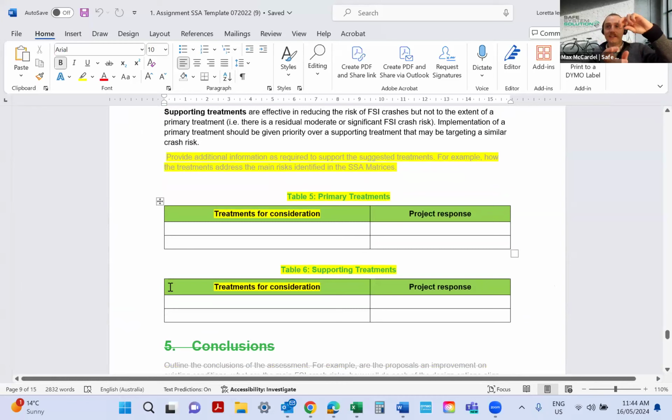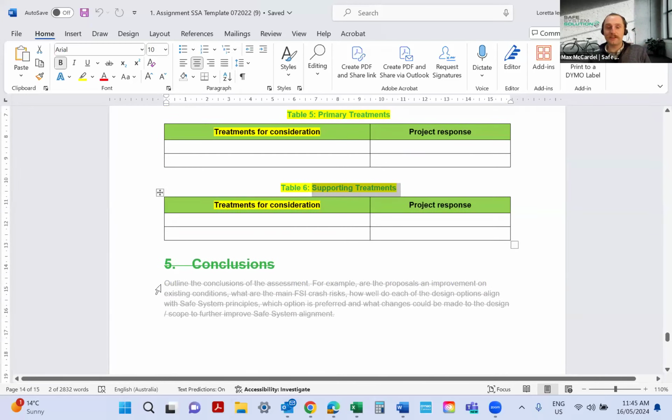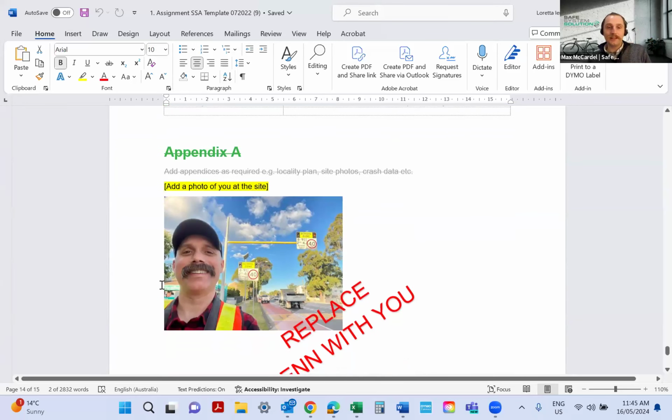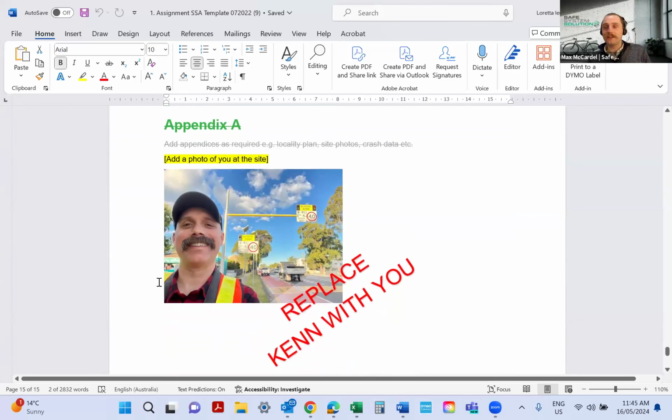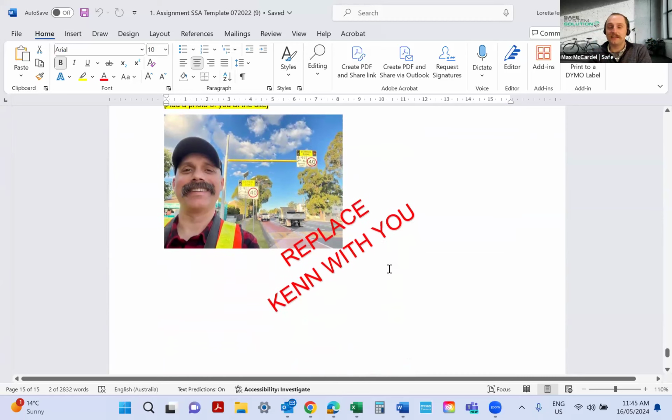You can see we've clearly delineated those two buckets of treatments, because we want to give primary treatments that pedestal, as I mentioned. We want to really favor those treatments more. Please do get a photo out on site, preferably a selfie, just as proof that you went out there wearing your high vis. To replace Ken there with you, that'd be fantastic.